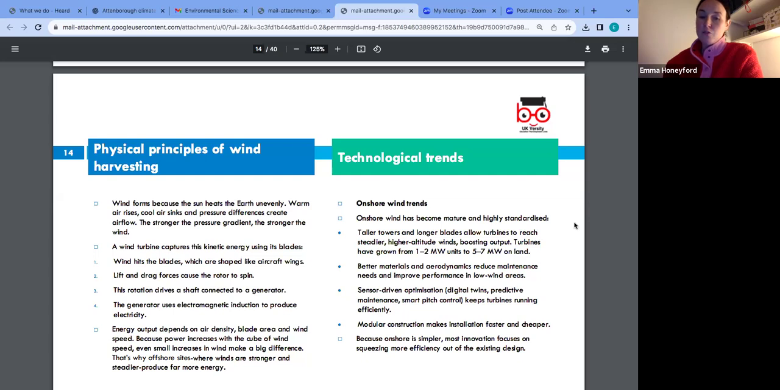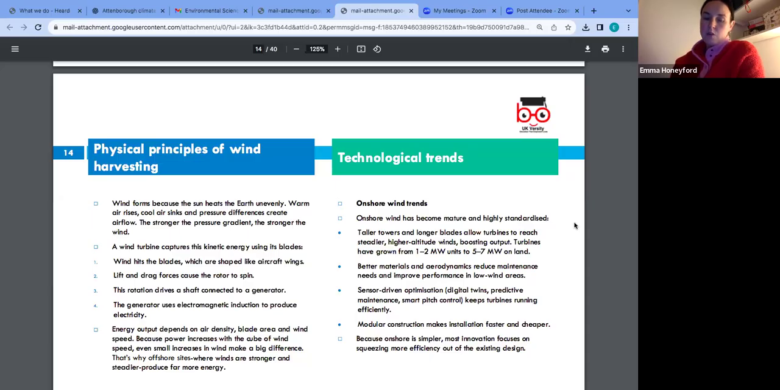That will then lift and drag forces, causing the rotor to spin. So it's this rotation that drives a shaft that's connected to a generator, and the generator uses electromagnetic induction to produce the electricity. So there's a few different things at play, which means the energy output depends on air density, blade area, and wind speed.